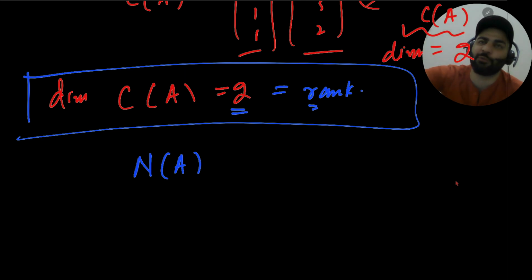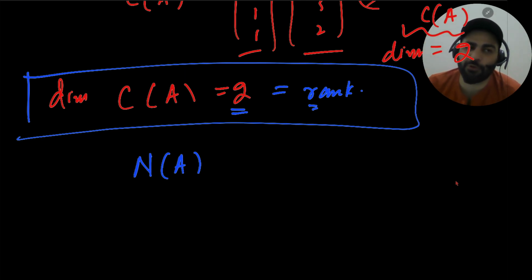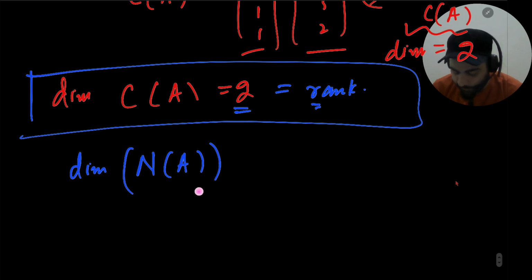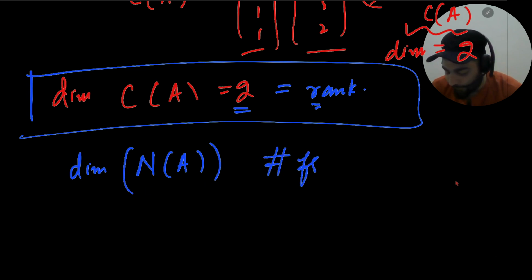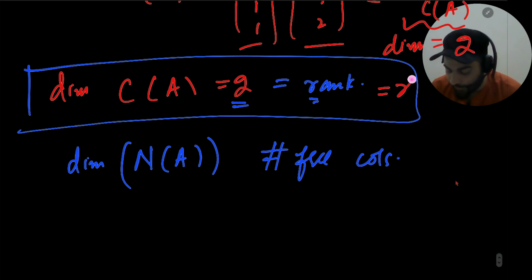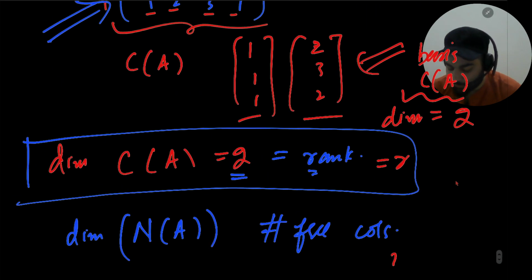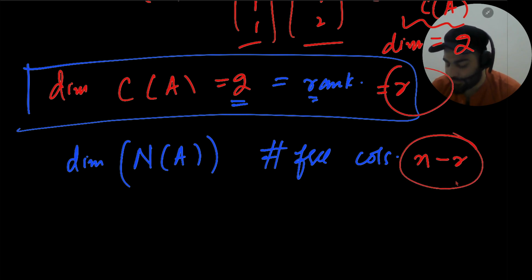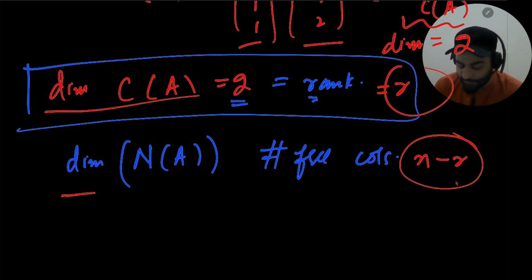So you saw how we computed the null space of A. How did we compute it? We assigned values to the free columns and took the linear combination. So the dimension of the null space of A will be equal to the number of free columns. If the rank is equal to R, what will be the dimension of the null space of A? The number of columns, which was n, minus R. So these are the dimensions for the column space and the null space.